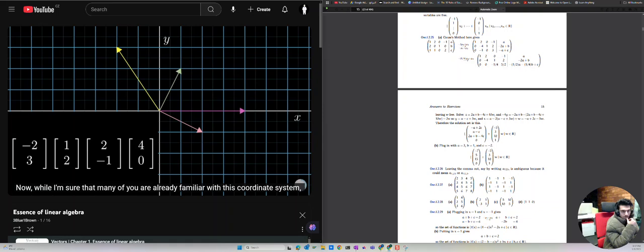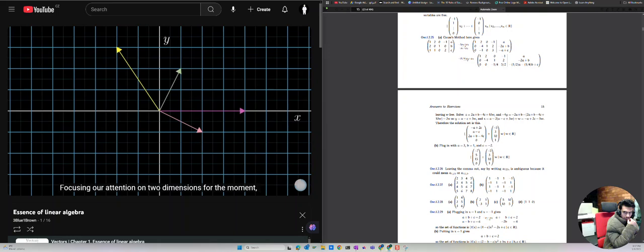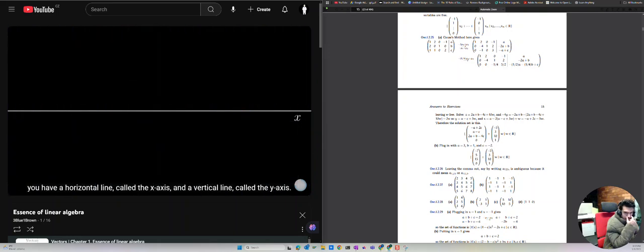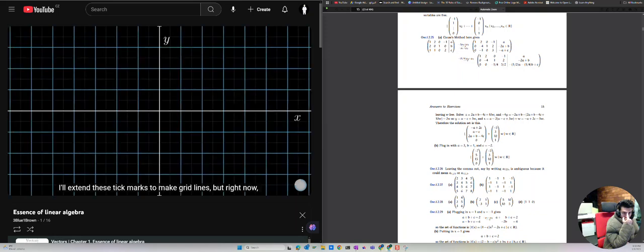Now, while I'm sure that many of you are already familiar with this coordinate system, it's worth walking through explicitly, since this is where all of the important back and forth happens between the two perspectives of linear algebra. Focusing our attention on two dimensions for the moment, you have a horizontal line, called the x-axis, and a vertical line, called the y-axis. The place where they intersect is called the origin, which you should think of as the center of space and the root of all vectors. After choosing an arbitrary length to represent 1, you make tick marks on each axis to represent this distance. When I want to convey the idea of 2D space as a whole, which you'll see comes up a lot in these videos, I'll extend these tick marks to make grid lines, but right now they'll actually get a little bit in the way.